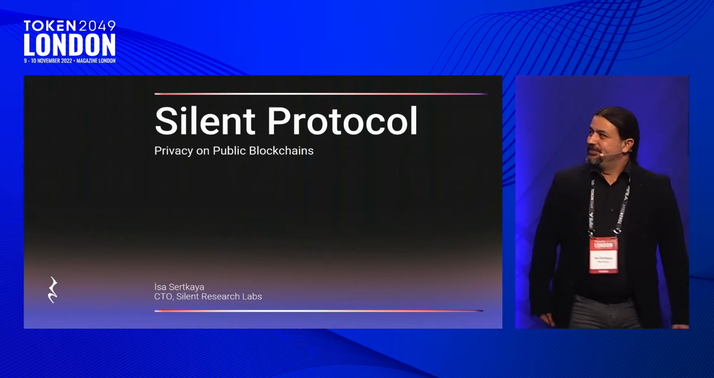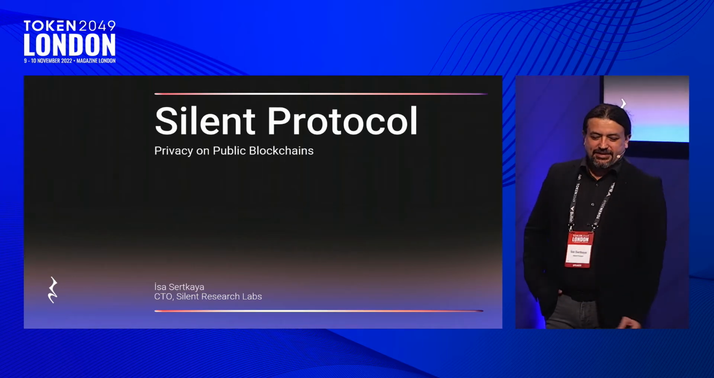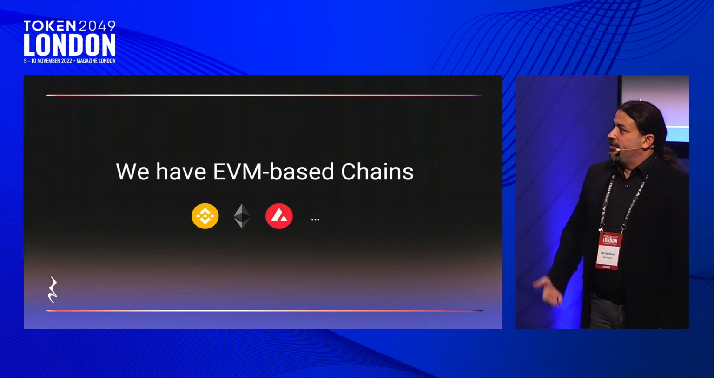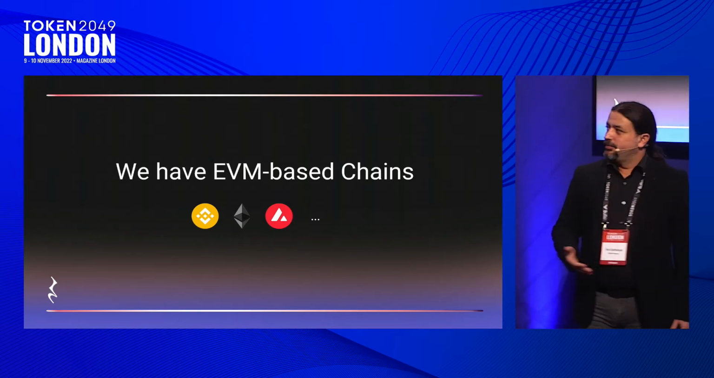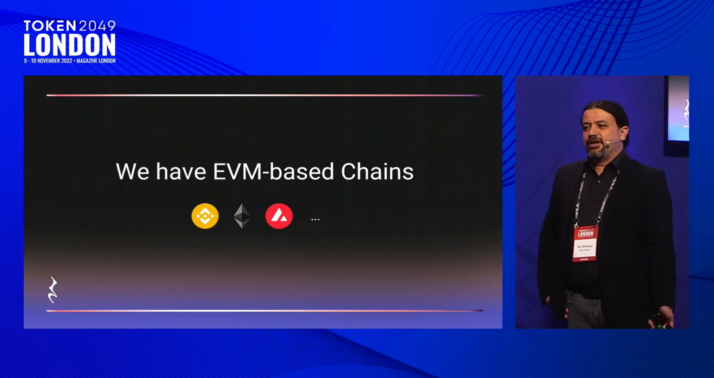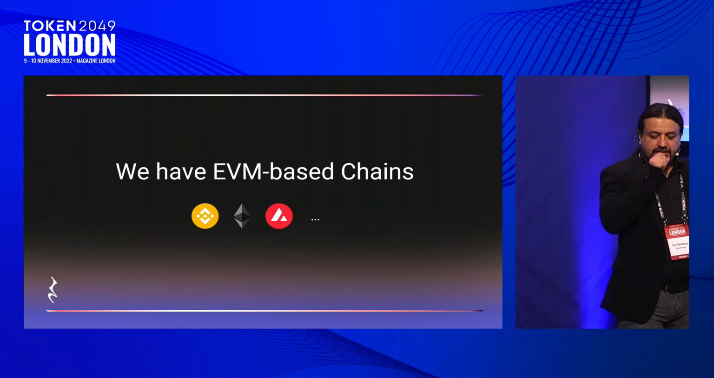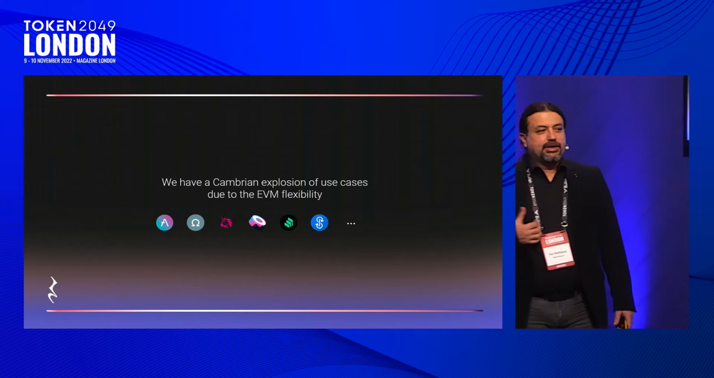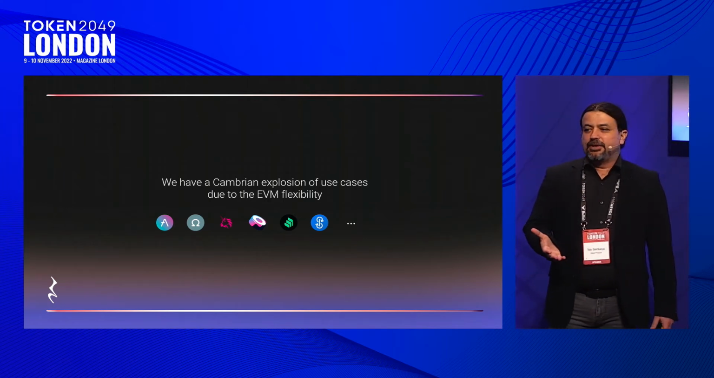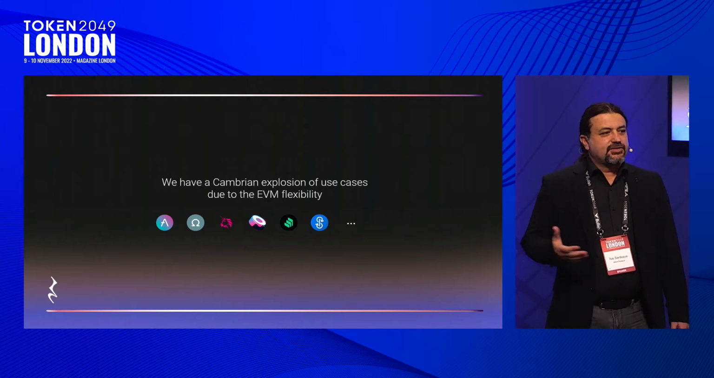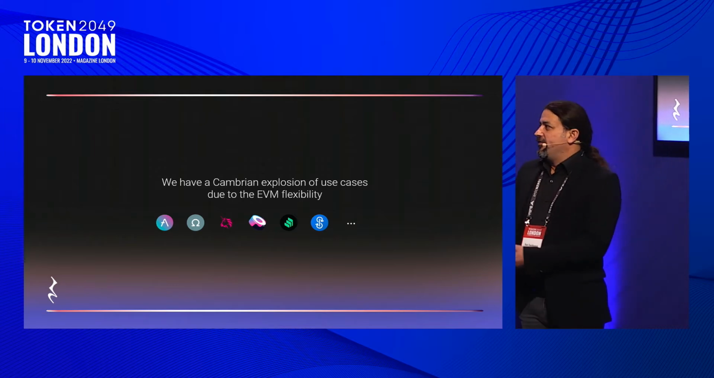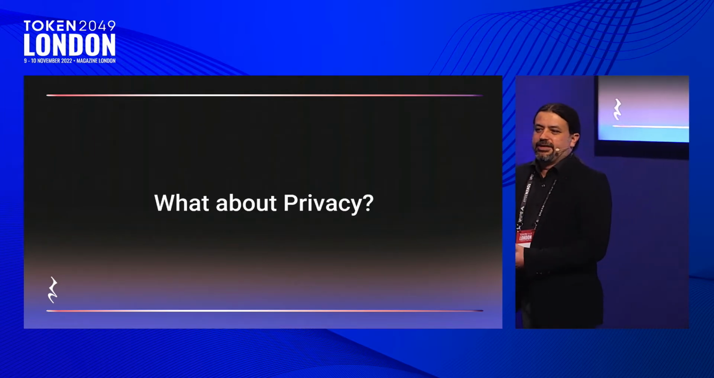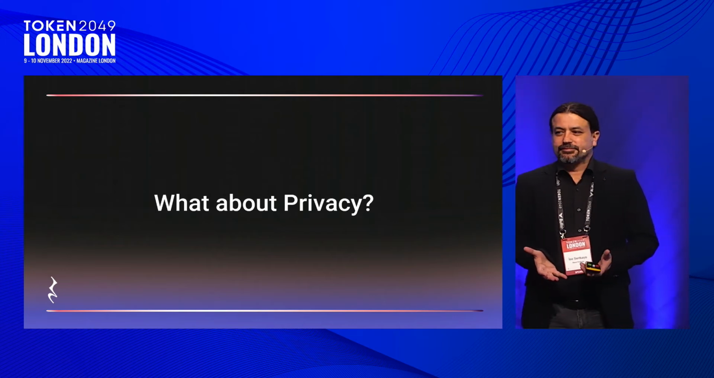Thank you. So let's start. As you already know, we have EVM-based public chains, be it Ethereum, Binance Smart Chain, or Avalanche. And through the EVM flexibility, we have a Cambrian explosion of different decentralized applications, such as decentralized finance: Aave, Olympus, Uniswap, and so on. But the key issue here is, what about privacy?